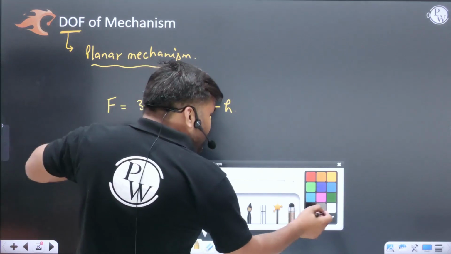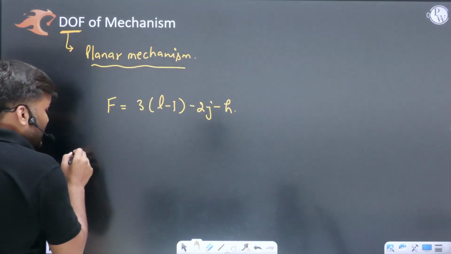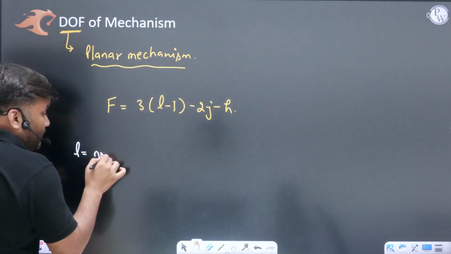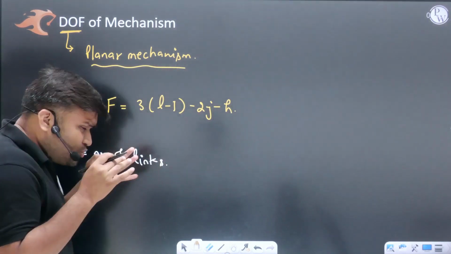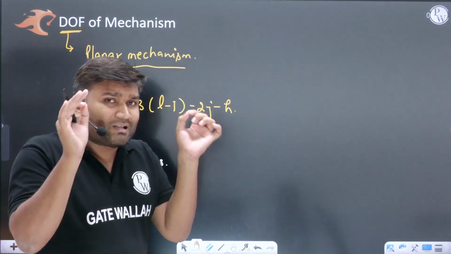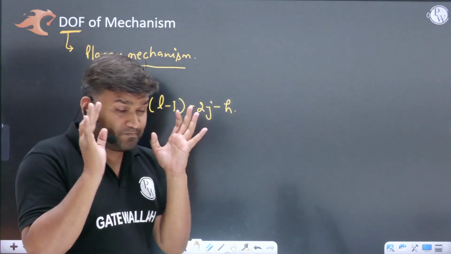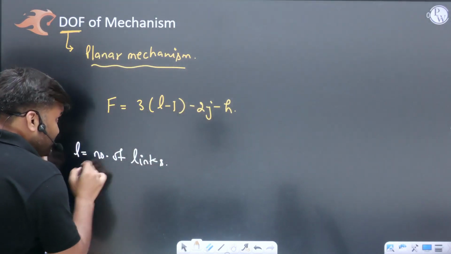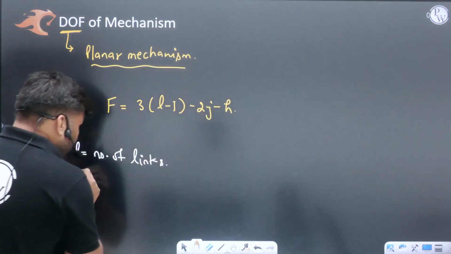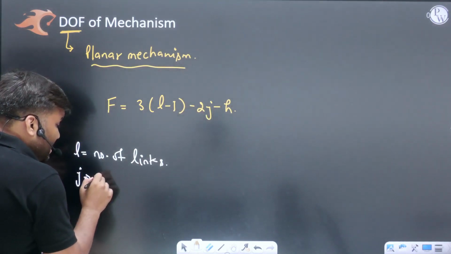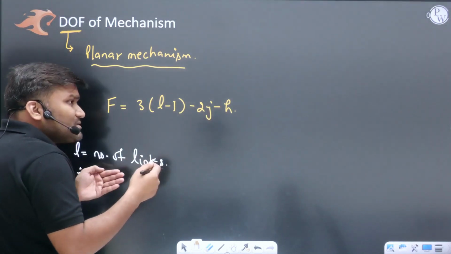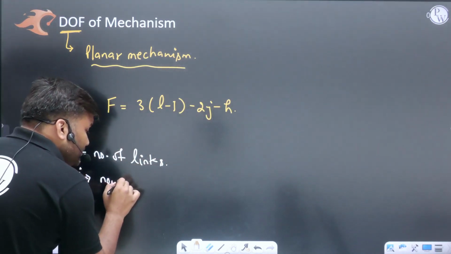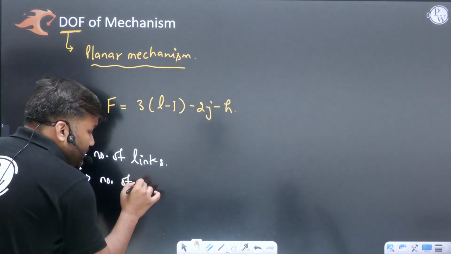In this formula, L denotes the number of links. How many links do you have? You have to carefully calculate all the links which are present in the mechanism. That's number one. Second thing, this is J. What is this? This is the number of pairs having degree of freedom 1.